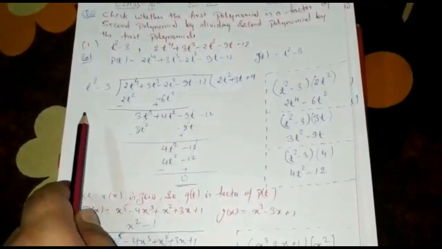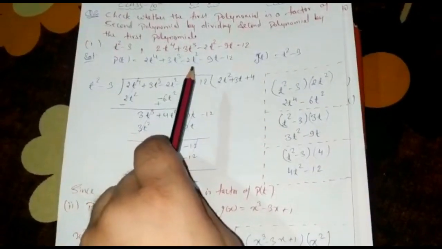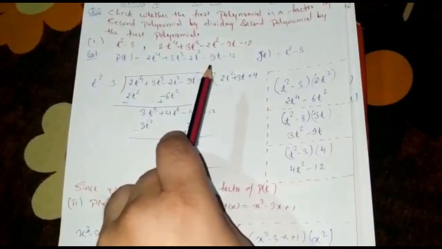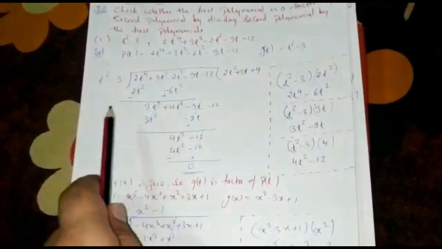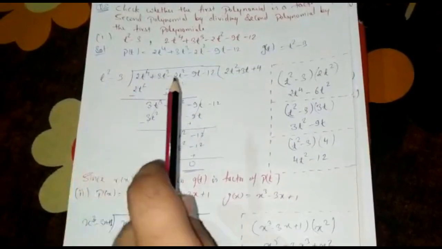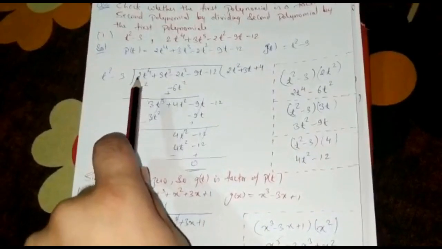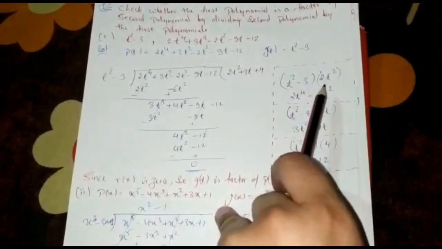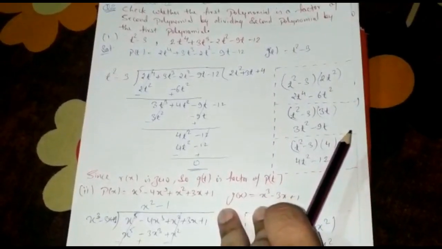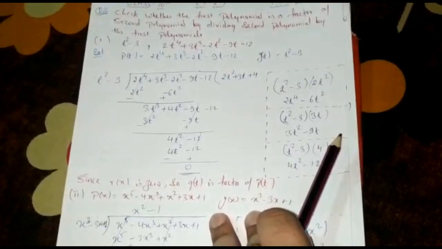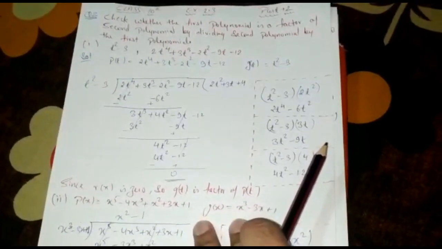So we have 2t to the power 4 plus 3t cube minus 2t square minus 9t minus 12, and we have to divide it by what? t square minus 3. When we divide it by t square minus 3, first we have to multiply t square minus 3 by such a factor that we get 2t to the power 4. So we have to multiply it by 2t square. This type of division is already discussed in part first. You should refer to part first to solve this type of division process.